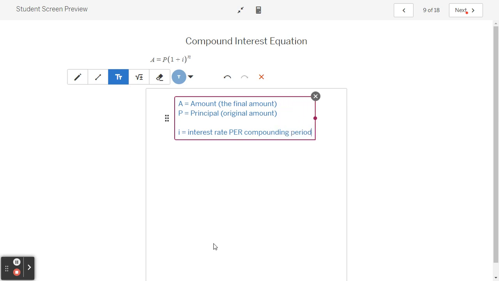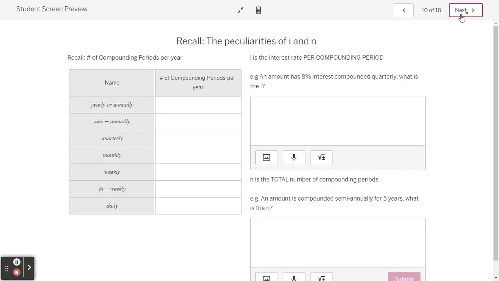Now, this is slightly different than simple interest because with simple interest, we're talking about it per year, but this one is now per compounding period, and we'll talk a little bit more about that in a bit. n is representing the total number of compounding periods. So, there's a bit of peculiarities when it comes to compound interest because we're talking about the number of compounding periods. A period would be considered a segment of time.